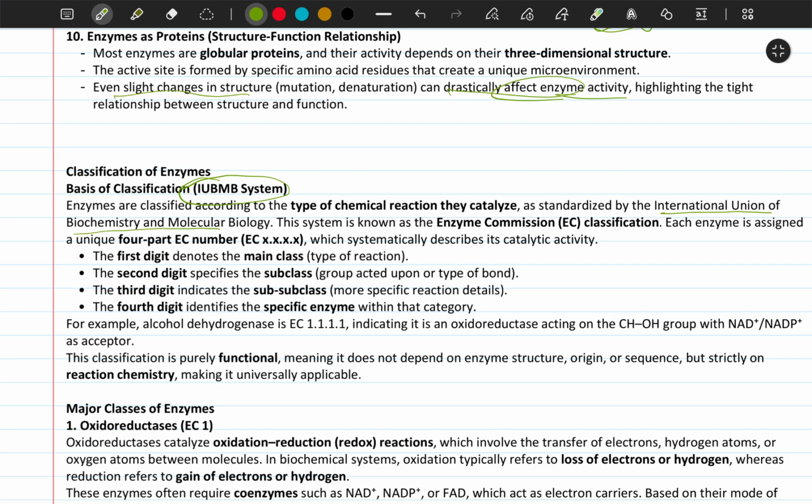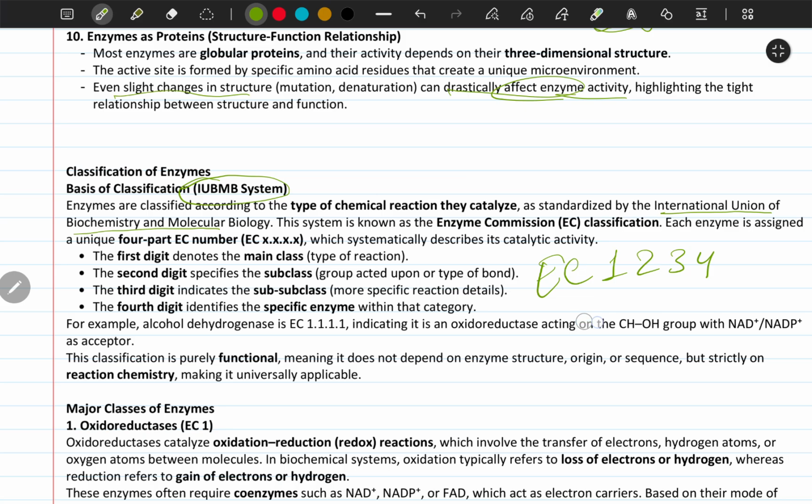These are standardized by the International Union of Biochemistry and Molecular Biology. This system is known as the Enzyme Commission classification, or EC classification. Each enzyme is assigned a unique 4-part EC number, EC 1.2.3.4, which systematically describes its catalytic activity.